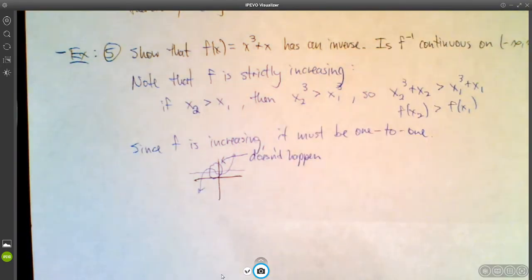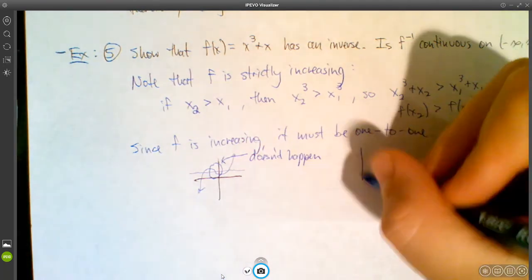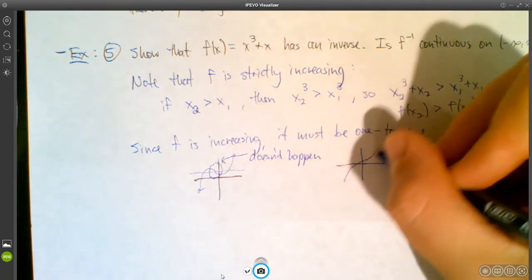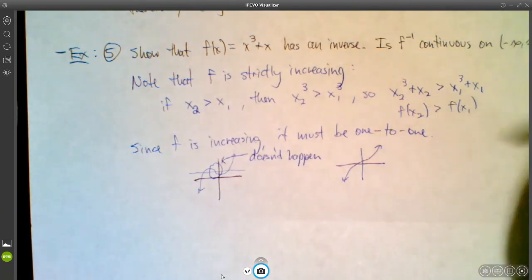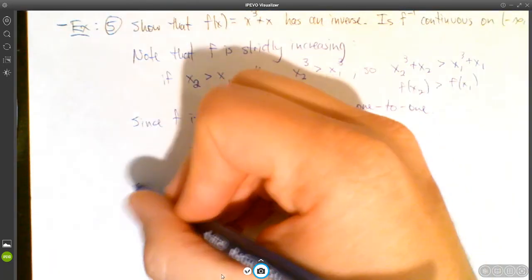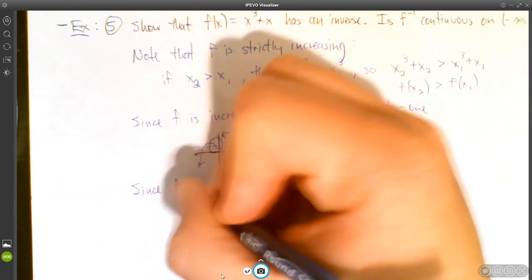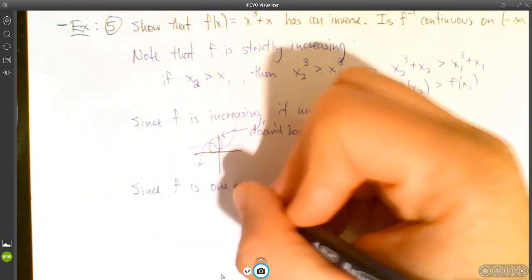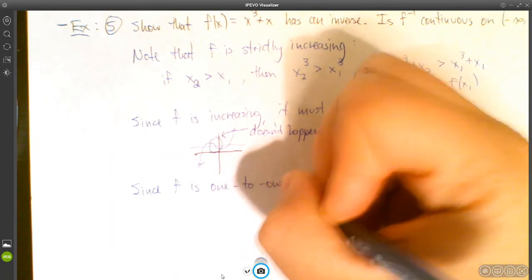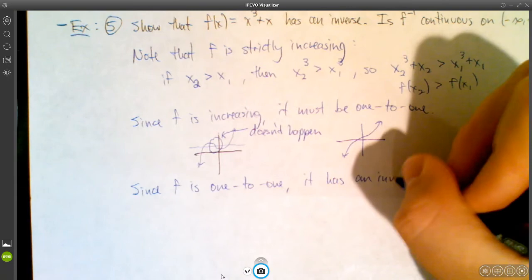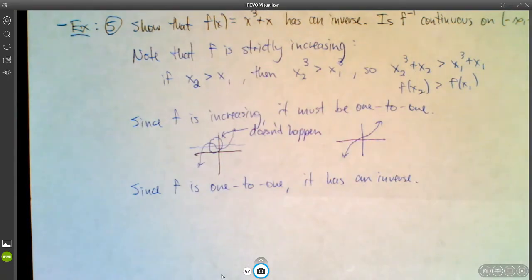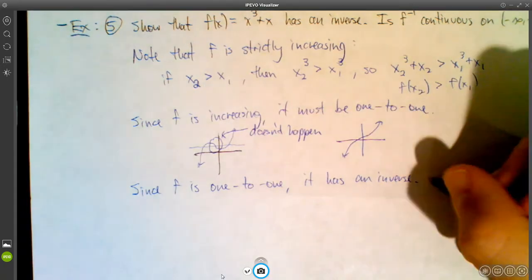Okay? So since f is strictly increasing, the only way to draw the graph would be something like that. So it's not going to fail the horizontal line test. It must be 1 to 1. And so finally, since f is 1 to 1, it has an inverse. Okay, so the first task is done. Show that f of x equals x cubed plus x has an inverse. We're done. f of x has an inverse for sure.